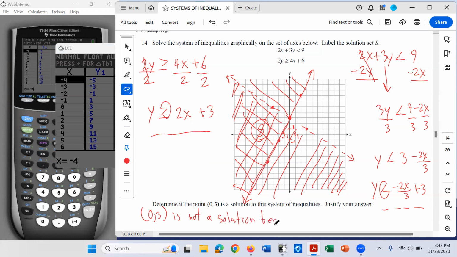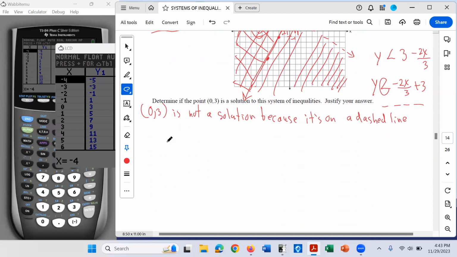Because it's on a dashed line and does not satisfy both inequalities.